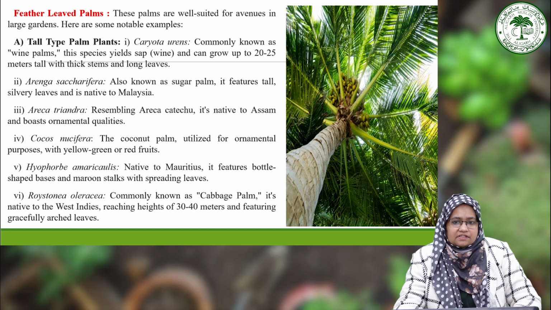Then next one is Hyophorbe amaricaulis. This originated from Mauritius. This species showcases bottle-shaped bases and stalks with a maroon hue along with spreading leaves. The next one is Roystonea oleracea, which is commonly named as cabbage palm. It is native to West Indies, towering at a height of 30 to 40 meters and featuring elegantly arched leaves.